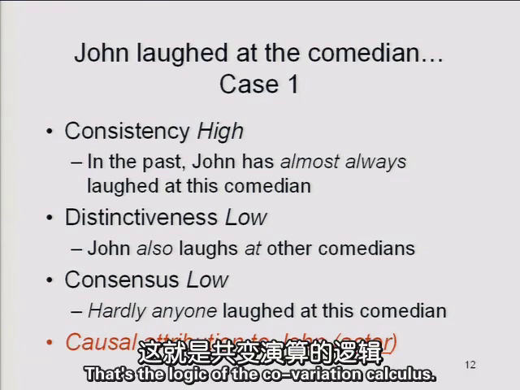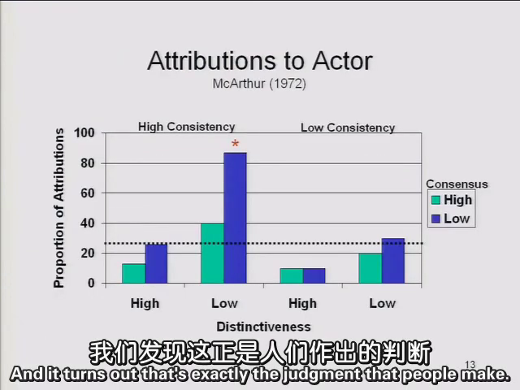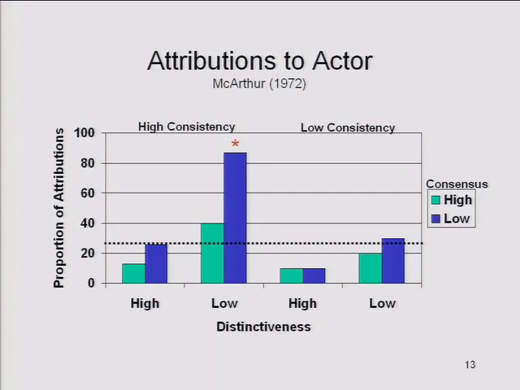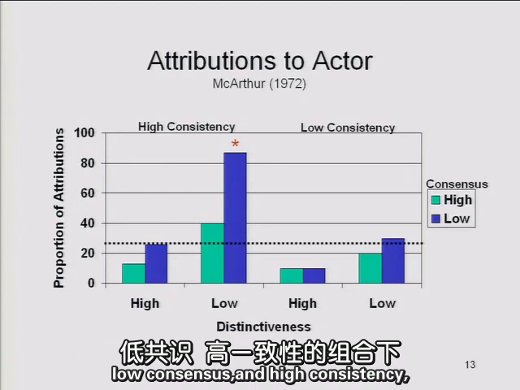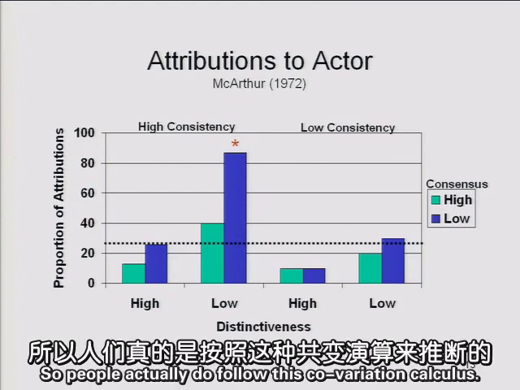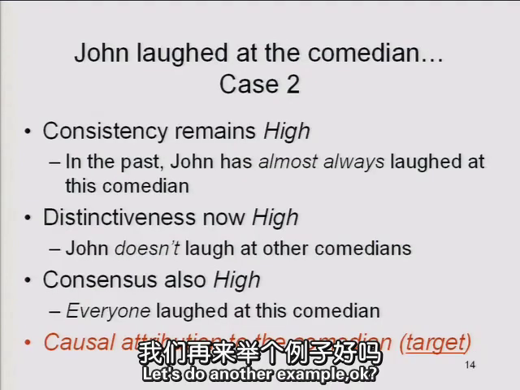Okay, that's the logic of the covariation calculus, and it turns out that's exactly the judgment that people make. Given the combination of low distinctiveness, low consensus, and high consistency, you get people making causal attributions to the actor. So people actually do follow this covariation calculus. Let's do another example, okay?